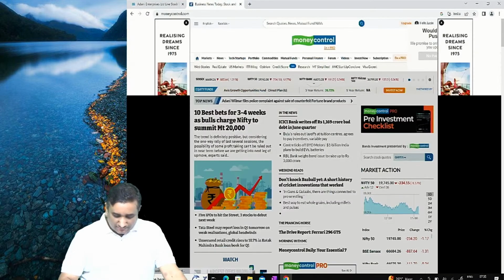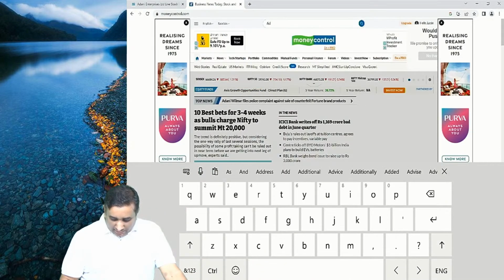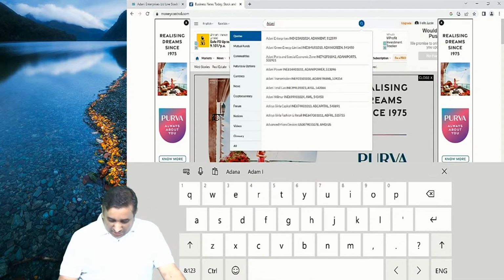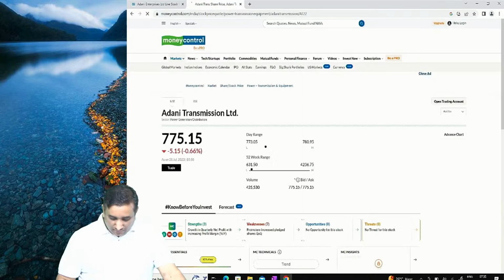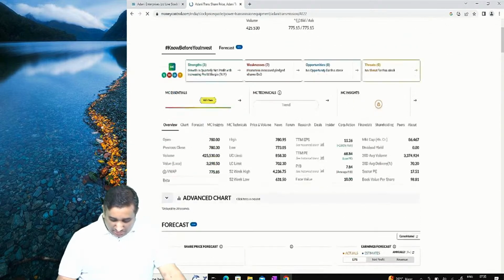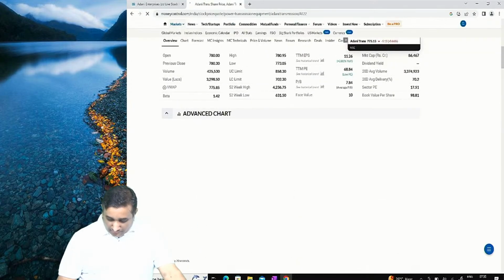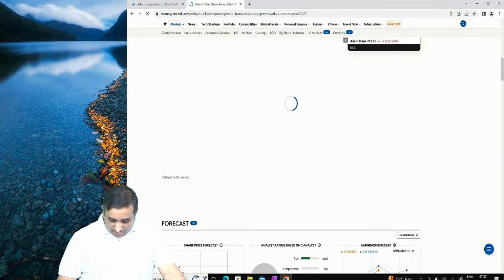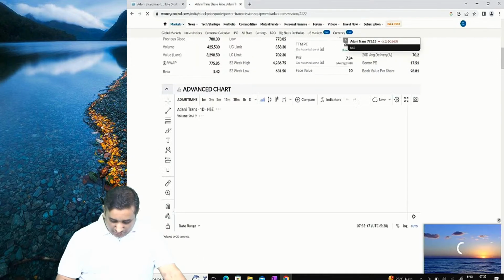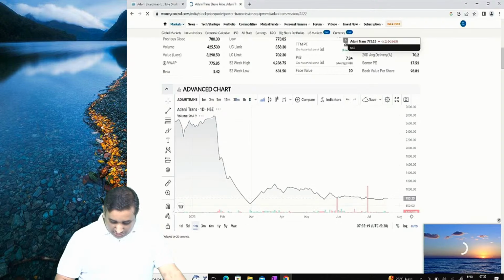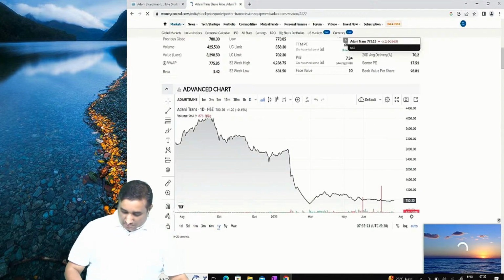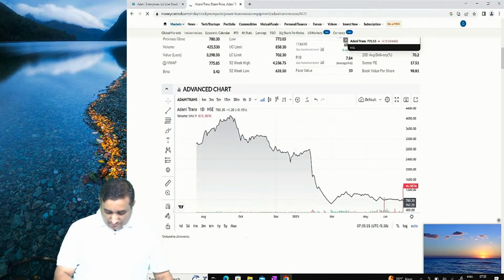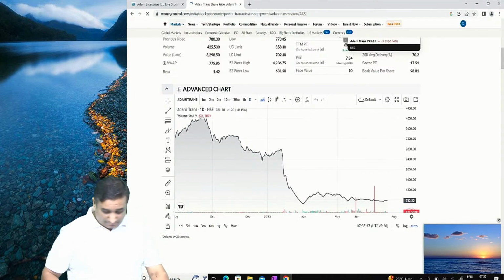Let me show you something. Which I showed you, Adani, first one, Transmission. This is Transmission. I go back here. Chart, chart, chart. Very good. Range, 1 year. Look at the chart, please. Look at what has happened in 1 year.